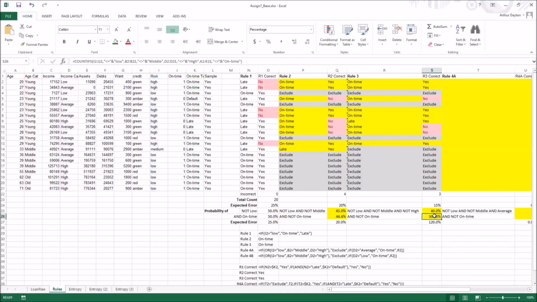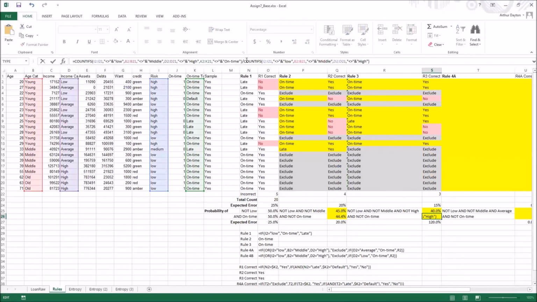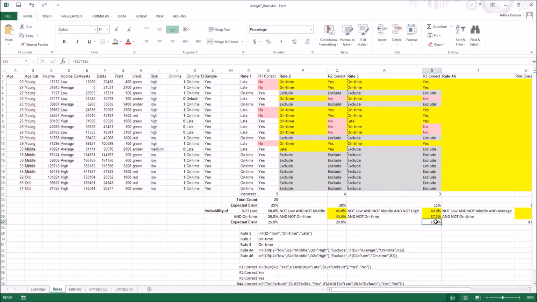And then we have to divide that by the occurrence, and we get a predicted value of 15%.